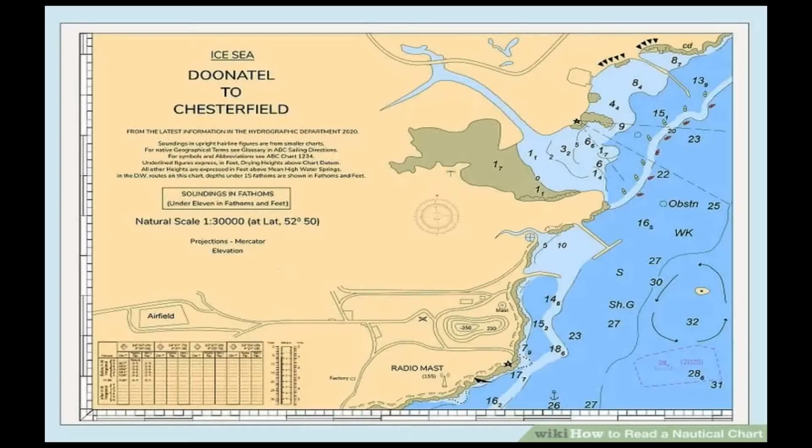First of all, every chart needs a title. This title describes the area that is shown on the chart, and the title is placed in an area that least interferes with the information. For example, if most of your data is on the left and top of the chart, then your title would likely be placed on the bottom right.